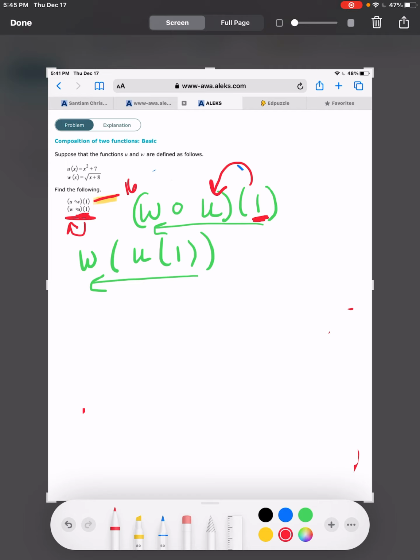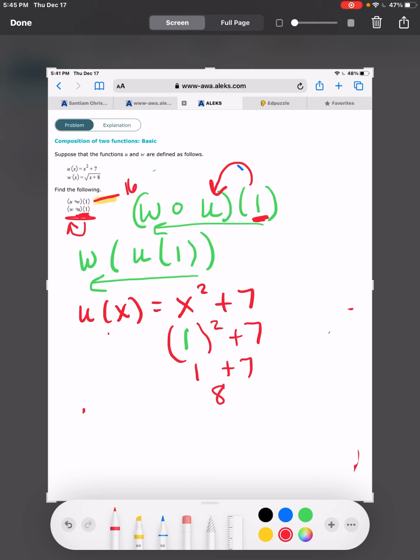So u of x is x squared plus 7. And so let's put that 1 right there and solve that. 1 squared is 1, and 1 plus 7 is 8. So the u of 1 is 8. So now I'm going to take that and plug this 8 into the w function.